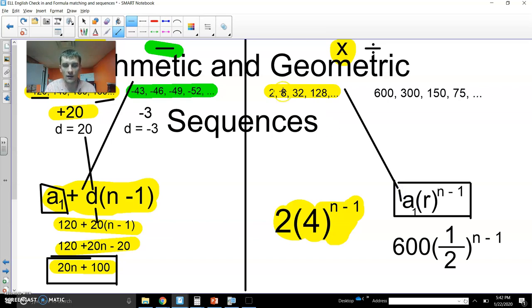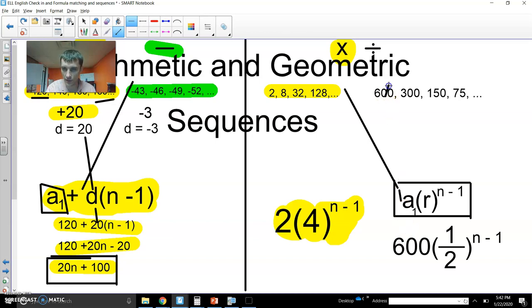And then you would want to use division with the second number and the first number, so 8 divided by 2. That can kind of help you understand that it's multiplying by 4 every time. 8 times 4 is 32, 32 times 4 is 128, so this is more of a pattern of multiplication, and so that 4 value would represent that r value, which is the ratio. So next we're going to do 600.